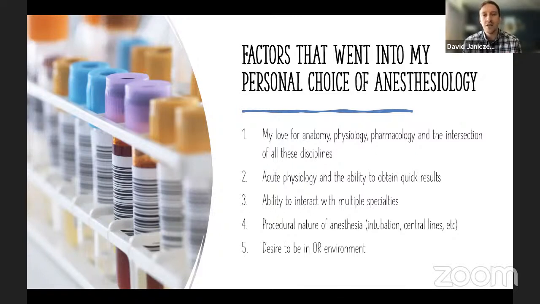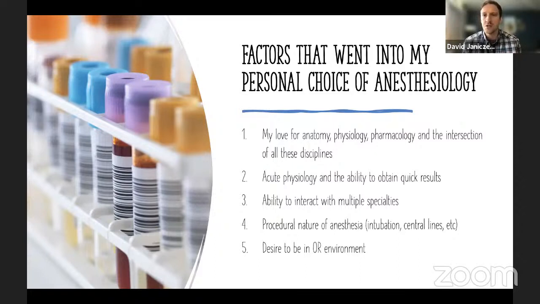Third, we get to interact with tons of different specialties on a daily basis. You could be in the same operating room and the first case could be a general surgeon, the second case could be an OB-GYN, the third case could be a pediatrician. It just really depends. And so we have to kind of know a little bit about every single specialty, and we need to know those things so that we can take care of those patients in the best way possible.